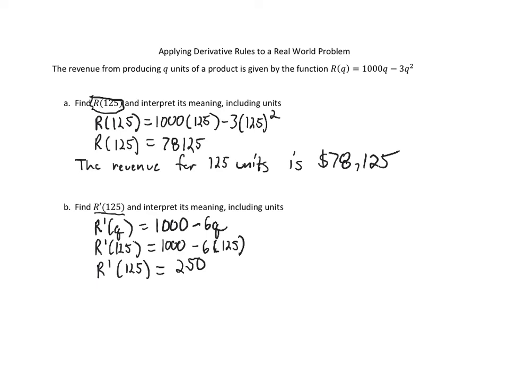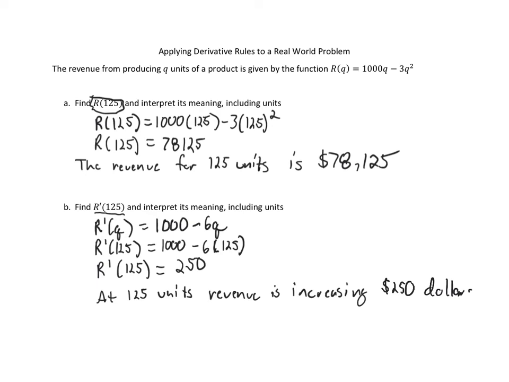So what this number tells us is at 125 units, revenue is increasing. I know it's increasing because 250 is positive. Revenue is increasing $250 per unit.